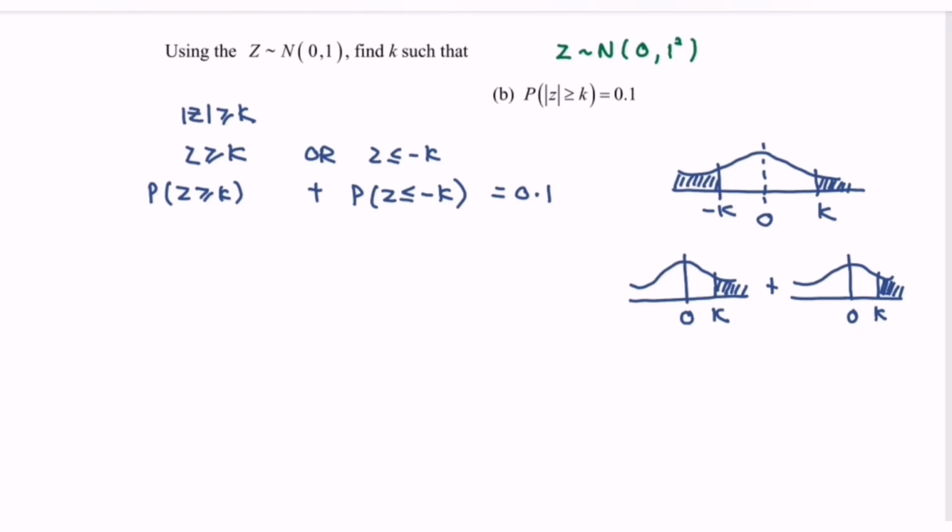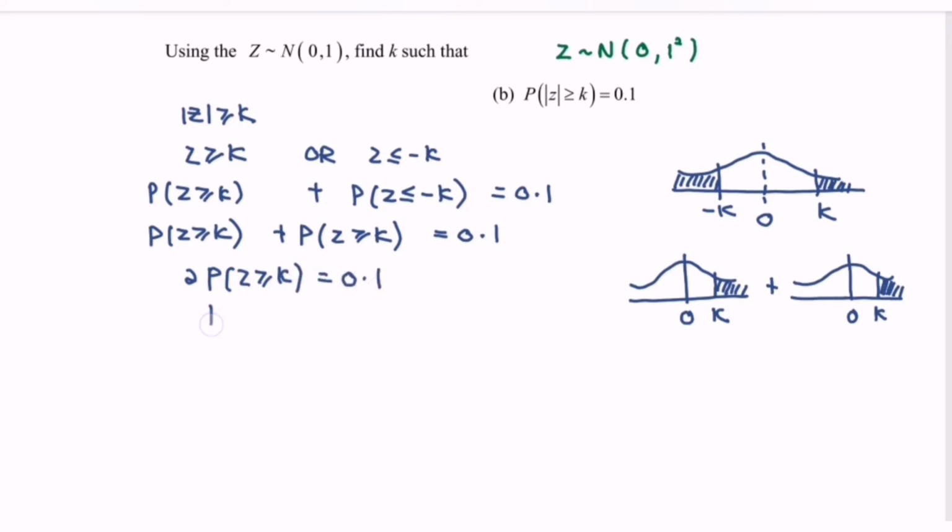So now what we have to do is to rewrite the formula. So probabilities that Z greater or equal to K for the left hand side, plus probabilities for Z greater or equal to K for the right hand side, which is equal to 0.1. So rewrite the situation: 2 multiplied with probabilities that Z greater or equal to K is equal to 0.1. So probabilities that Z greater or equal to K is equal to 0.05. So in order to find the value K, what we have to do is to refer to the probability, where we have 0.05.